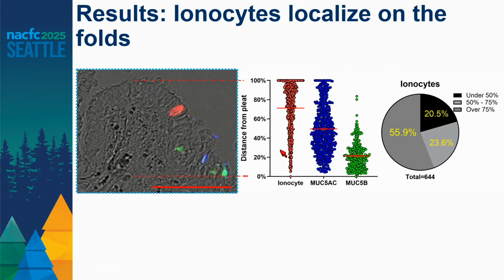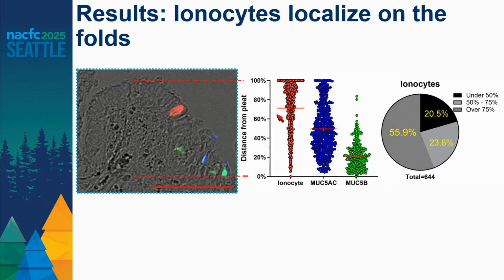And then we move forward to quantify where those cells are located. So we set the tip of the fold of a distal airway as 100% distance from the pleat, and 0% is the very bottom of the pleat of the swine distal airway. And as you can see, we quantify the ionocytes. Ionocytes are present from the fold to the pleat all the way.